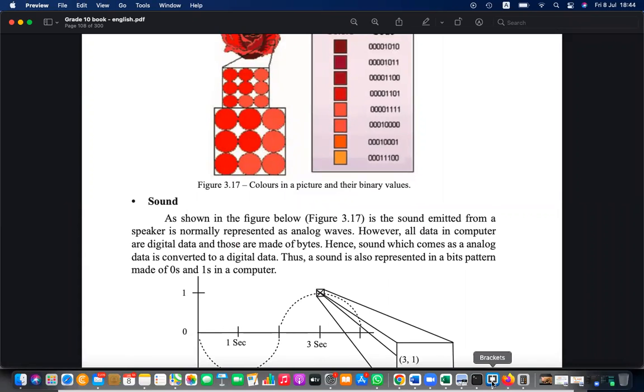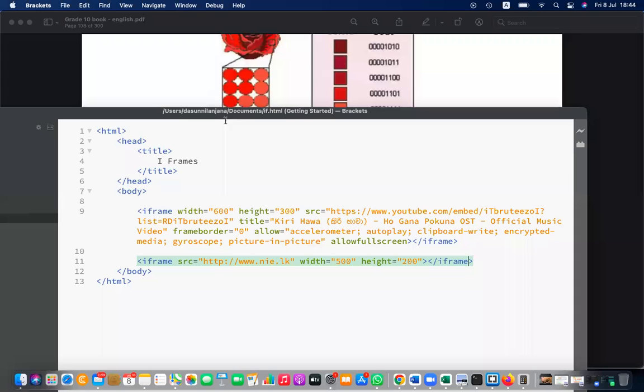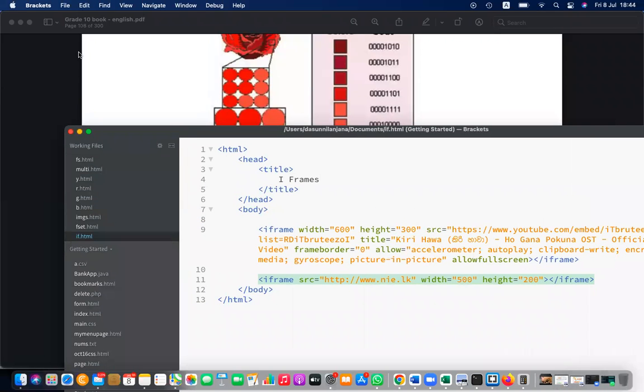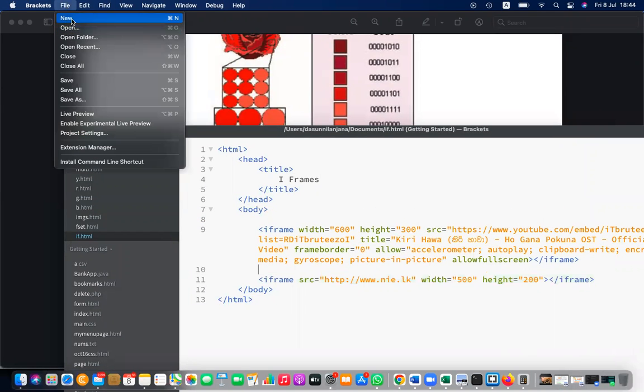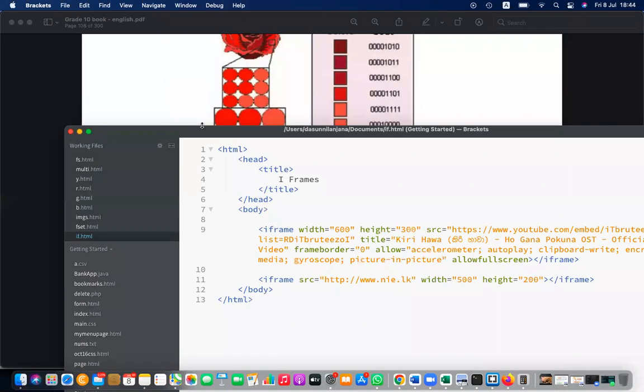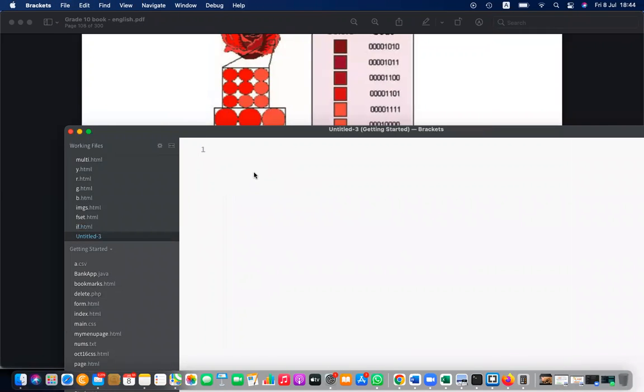Let me give an example. I think I have given this exercise already, but anyway, let's give it a try. I'm going to take a new file in Notepad. You can also use your Notepad to do this. And just type that small HTML code.